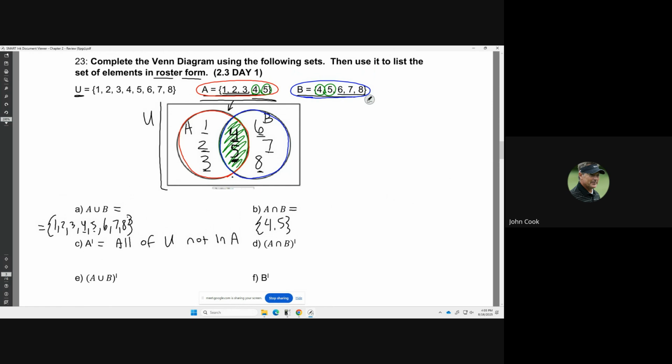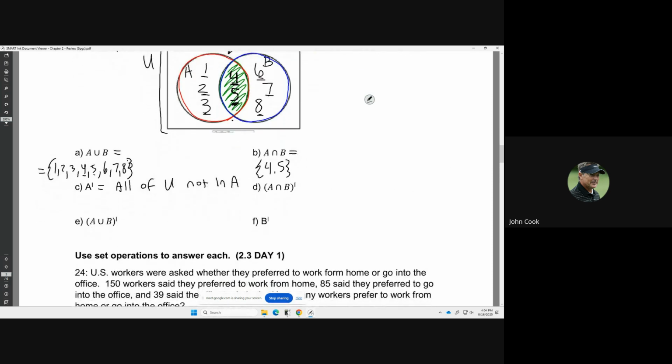So all the stuff in A is like here. It's 1, 2, 3, 4, 5. So I take all those out. 1, 2, 3, 4, 5. That's all the stuff that's in A. So A complement is going to be what's left over. So it's going to be 6 and 7 and 8. So the answer for C is going to be 6 and 7 and 8, like that. Okay?